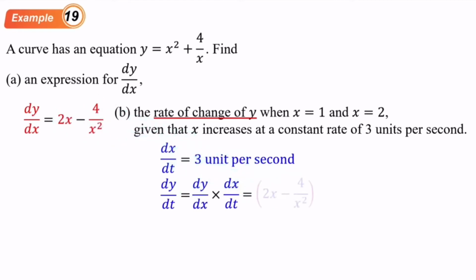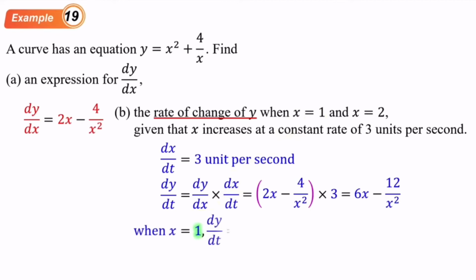And how to find the value of dy/dx? We just substitute x equal to 1 and x equal to 2 into the dy/dx, right? Because the dy/dx always depends on the value of x. So let's jot down the dy/dx and let's substitute x equal to 1 into the dy/dx and x equal to 2 into the dy/dx. Alright, so the dy/dx values depend on x.